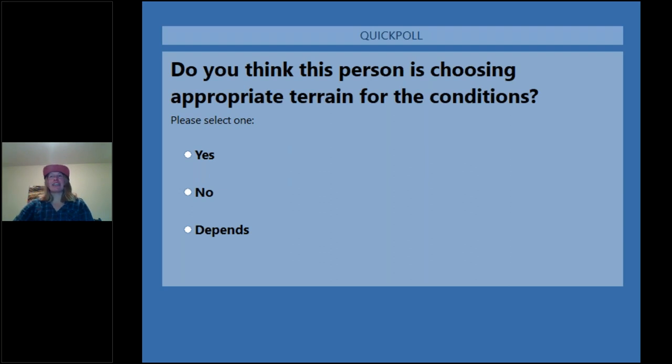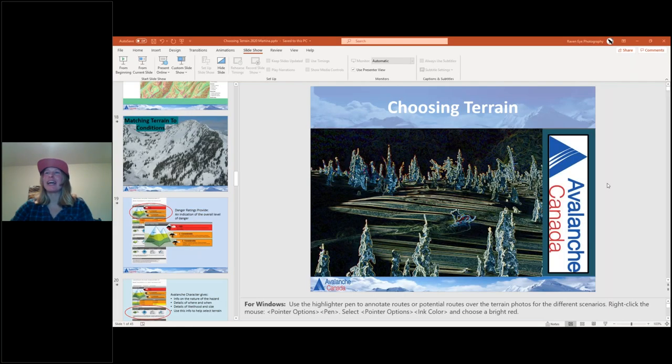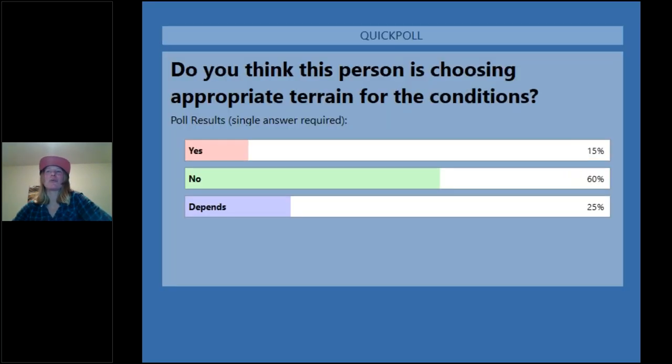All right, well, it looks like there's still a few coming in, but out of the votes, it looks like 60% said no, 25% said depends, and 15% went to yes.